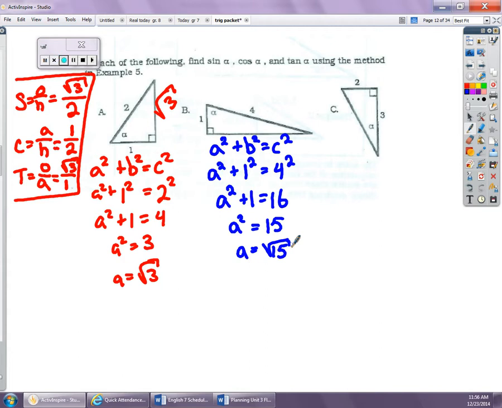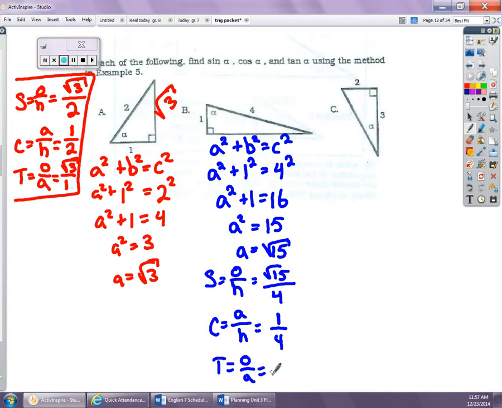And now we do our sine, which is opposite over hypotenuse. Opposite the angle is our square root of 15. Hypotenuse is 4. Cosine is adjacent to the angle over hypotenuse. Adjacent to the angle is 1. Hypotenuse is still 4. And tangent is opposite over adjacent. The opposite side is the square root of 15, and the adjacent side is 1. So that's how we get these three ratios.